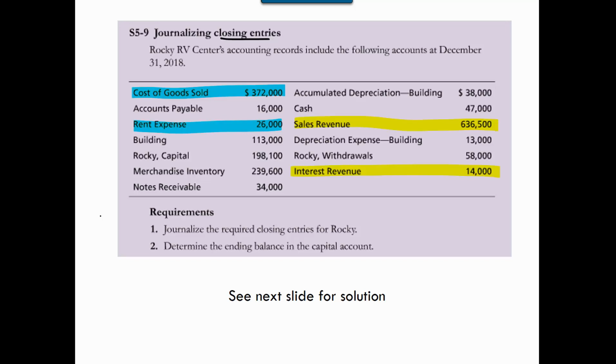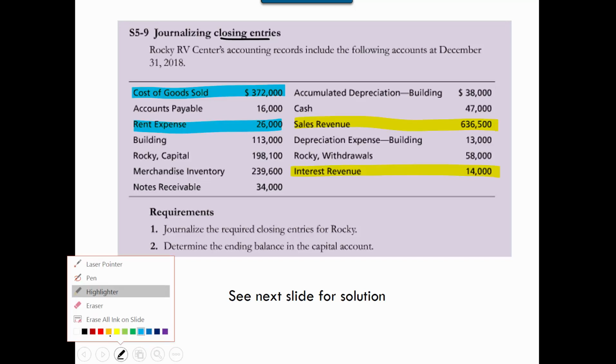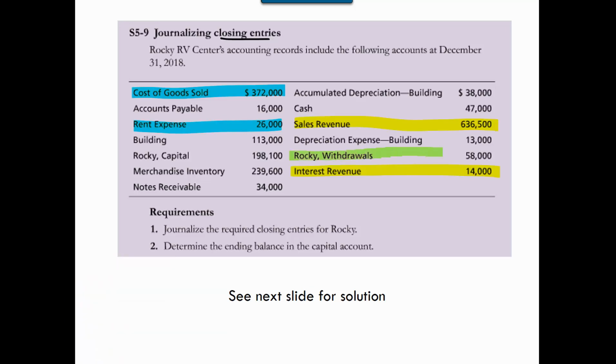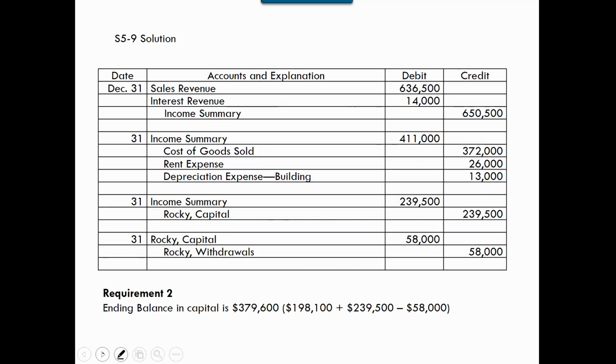And then we'll use that net income to get our new capital, and we'll close income summary to capital to add that net income. And then the last one we'll do here is we'll close the withdrawals to income summary as well. So the rest of these are assets and liabilities, so we will not need those for closing entries because those are permanent accounts.